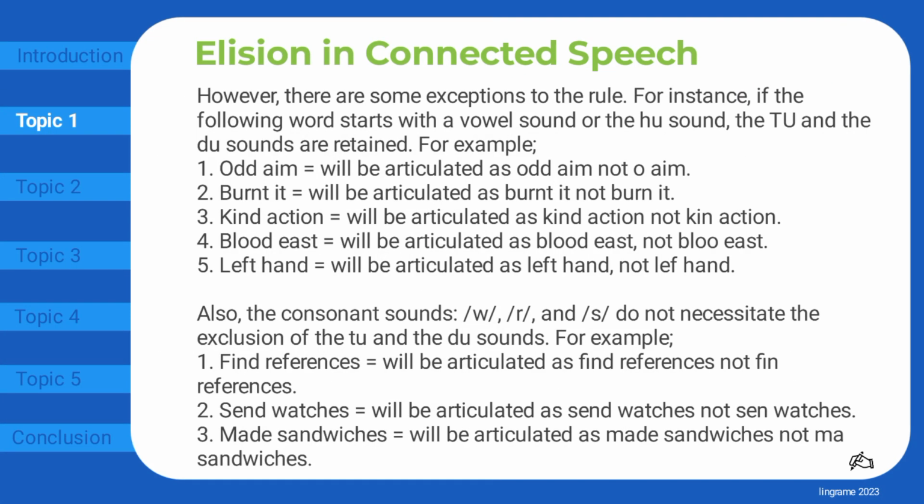However, there are some exceptions to the rule. For instance, if the following word starts with a vowel sound or the h sound, the t and the d sounds are retained. For example, odd aim will be articulated as odd aim, not or aim. Burnt it will be articulated as burnt it, not burn it. Kind action will be articulated as kind action, not kind action. Blood east will be articulated as blood east, not blur east. Left hand will be articulated as left hand, not left hand.